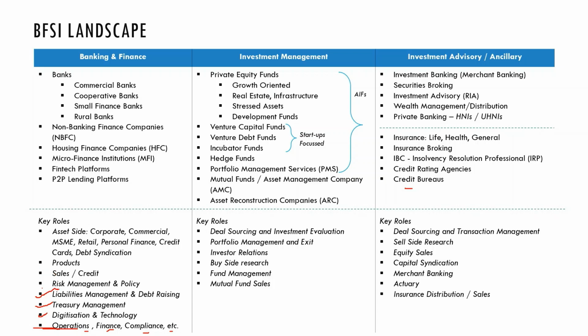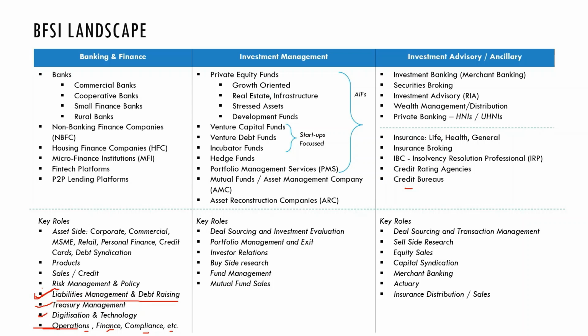Now risk and policy I've already touched upon. Next is liabilities management and debt raising. So as I mentioned at the beginning of my video, there could be various ways in which an institution borrows. It could be CASA, it could be FDs, and it could be debt raising from RBI, other banks, financial institutions, or from the debt capital markets. So this liabilities management team does all of that.